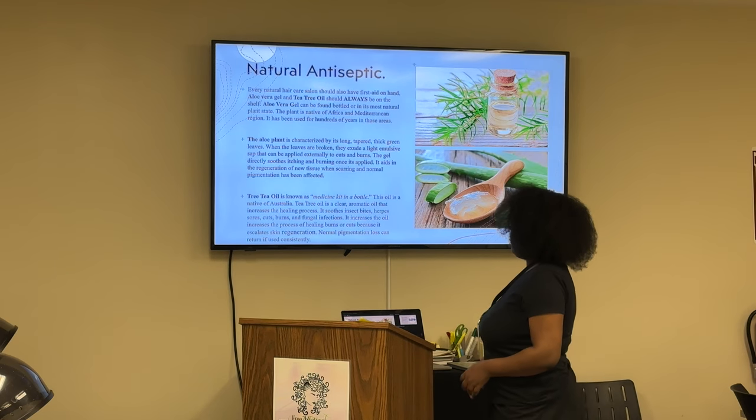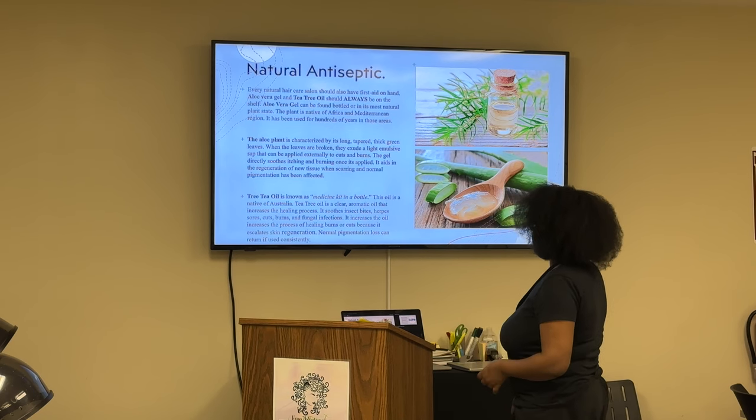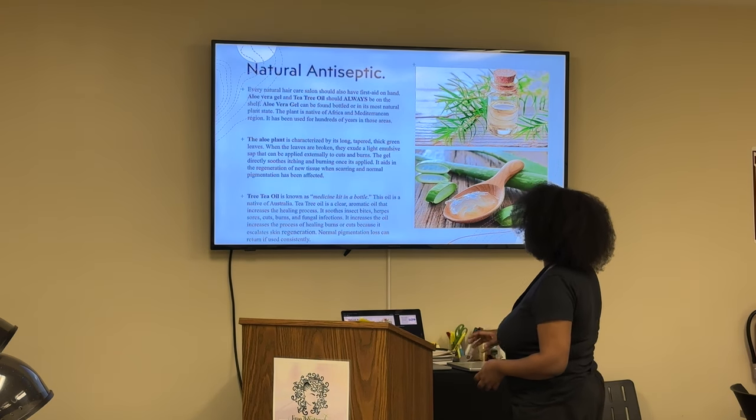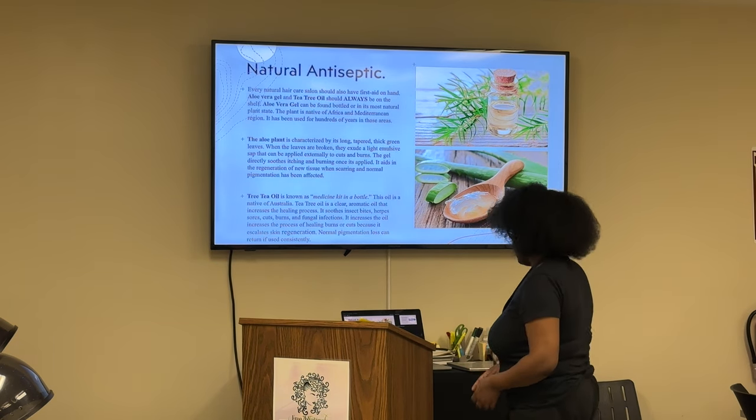Tea tree oil is known as a medicine kit in a bottle. This oil is a native of Australia. Tea tree oil is a clear aromatic oil that increases the healing process. It soothes insect bites, herpes sores, cuts, burns, and fungal infections. The oil speeds up the healing of burns or cuts because it escalates skin regeneration. Normal pigmentation loss can be returned if used constantly.